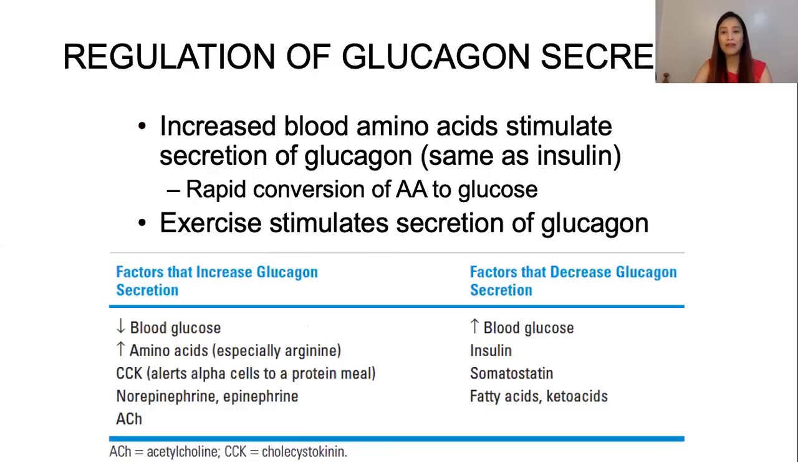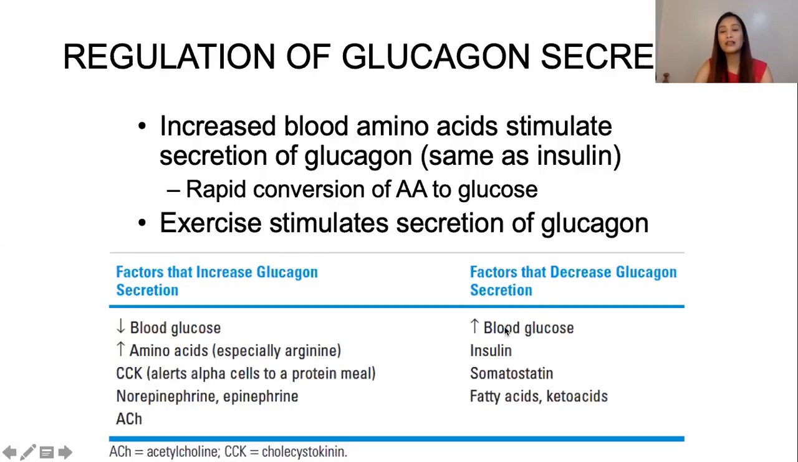So what are the factors that increase glucagon secretion? Of course, a low blood glucose will trigger the release of glucagon in order to raise the blood glucose back to normal. Any increase in amino acids can also increase glucagon secretion, and all these other hormones also. What are the factors that decrease secretion?